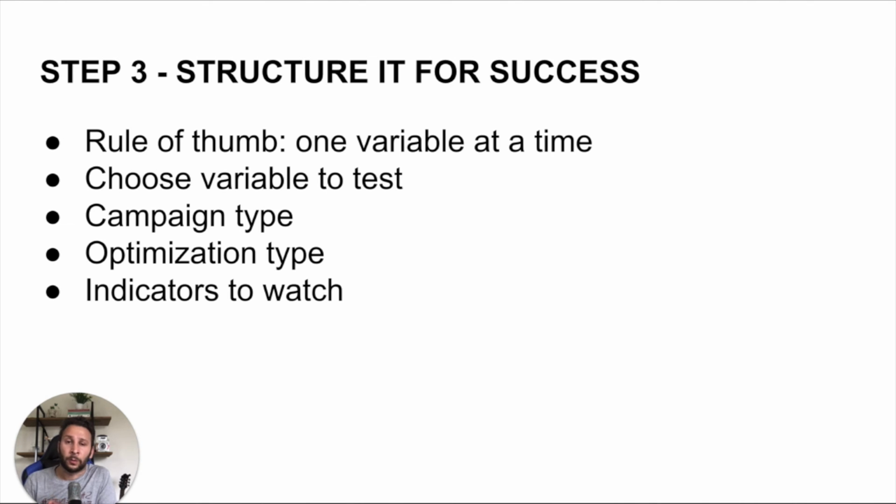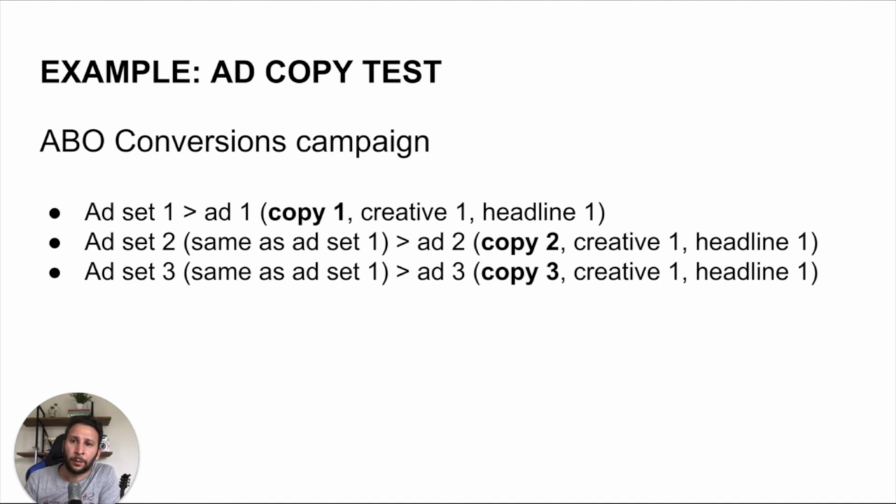And then the indicators to watch. Again, I said it's not only the end indicator like a purchase or lead. You need to watch the partial indicators as well because you might not have received a lot of purchases, but then you have a lot of indications that people will love that because you get a lot of initiated checkouts or add to carts or whatever. So you need to define well the indicators that you will watch to actually optimize these campaigns and measure results. So this is an example for an ad copy test.